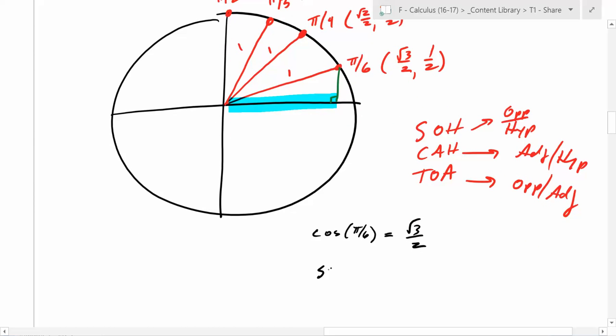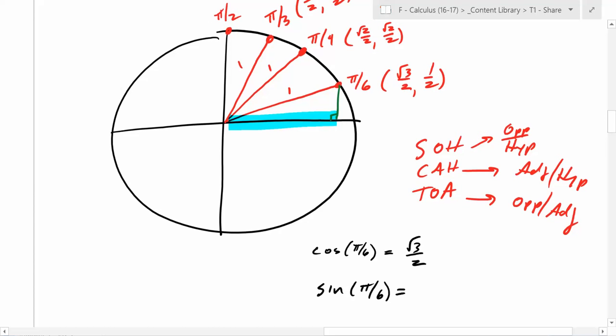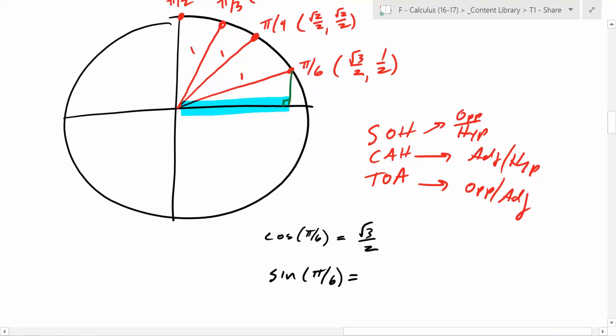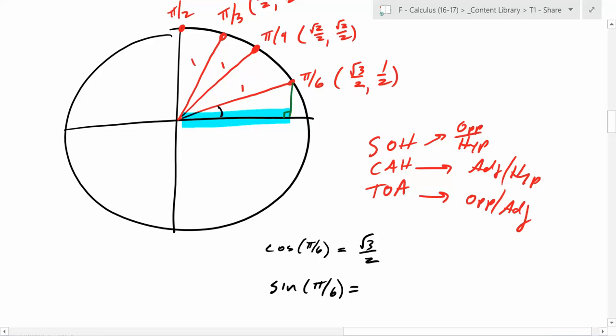What's sine of pi over 6? There's only 2 numbers. What's sine of pi over 6? 2 over 1? No. Here's the angle right here. What's the opposite side? 1/2. 1/2 over 1 is 1/2. Yes. Okay. What's cosine of pi over 4?